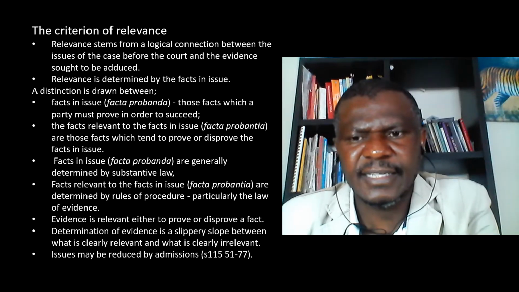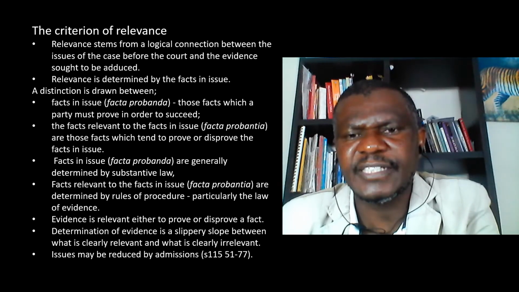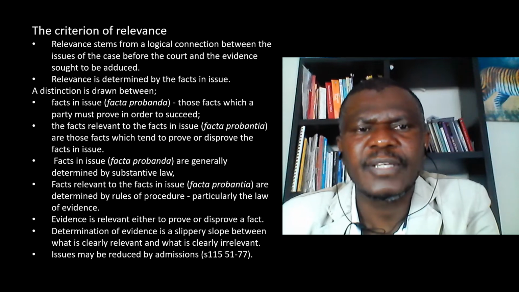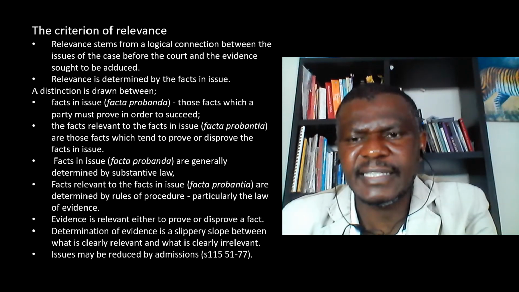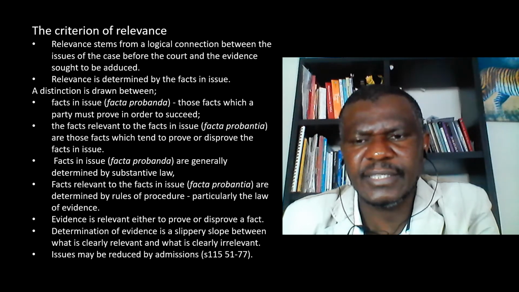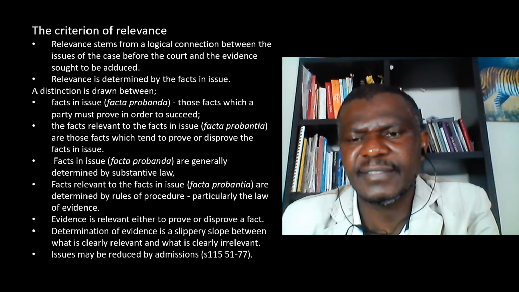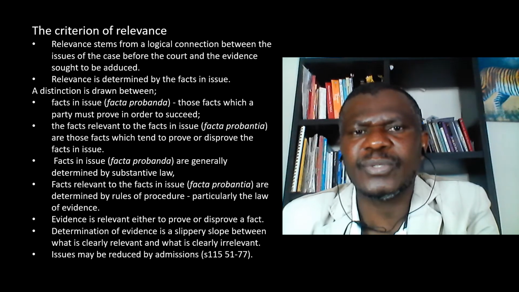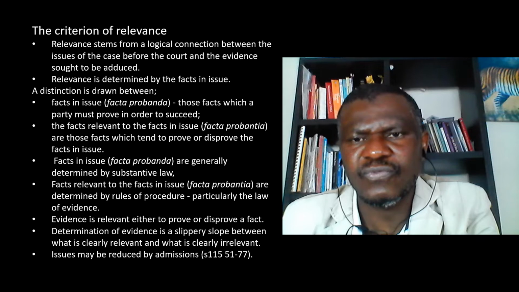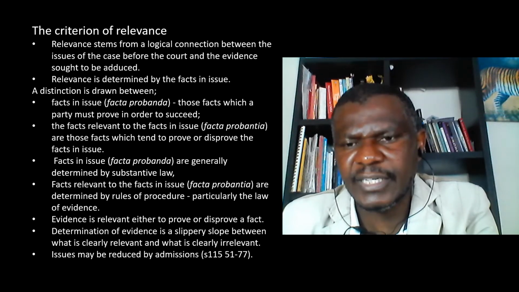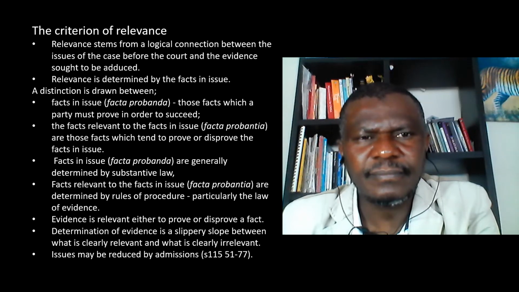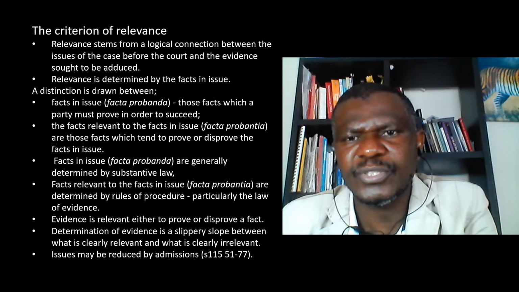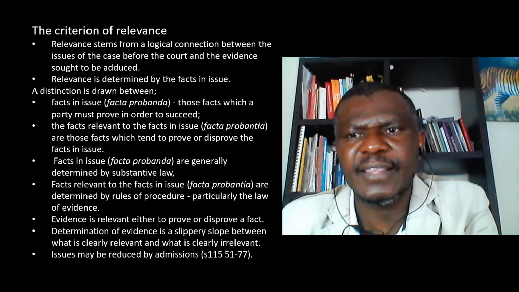For instance, murder is defined as the unlawful and intentional cause of the death of a human being. So the state must prove that someone was murdered and that the accused is responsible for the murder, among other issues. It must also prove that it was unlawful, it was culpable. So those are facts to be proved in order for the prosecution to succeed. And then we have facts relevant to the facts in issue. We are talking here about those facts which tend to prove or disprove the facts in issue.